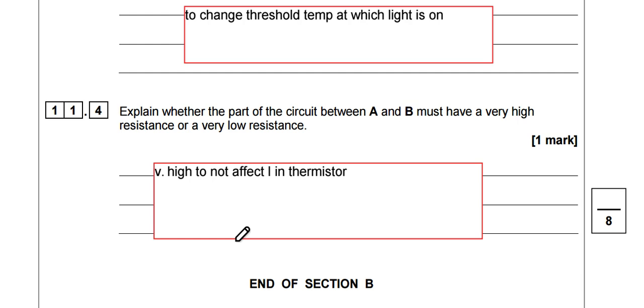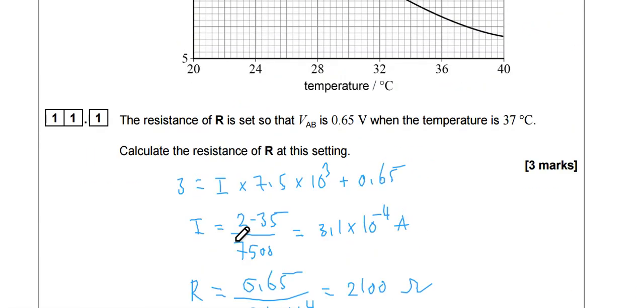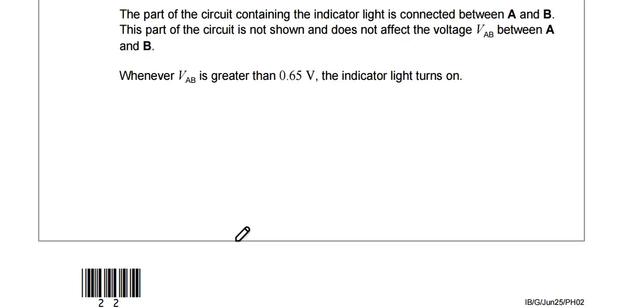Part of the circuit between A and B must have very high resistance so as not to affect the current in the thermistor. Okay, remember that.